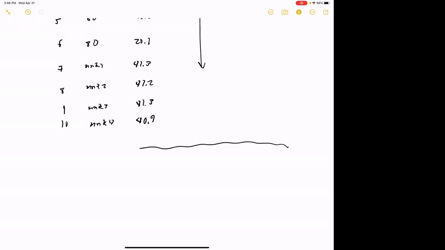Now, the second part of this thing, is everybody okay with the standard curve? Any questions about that?